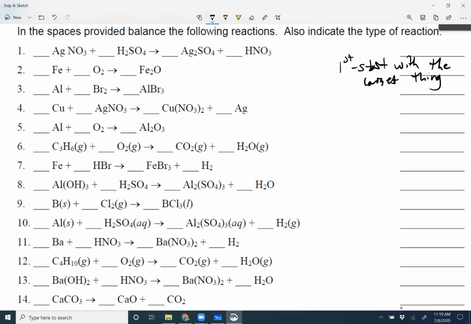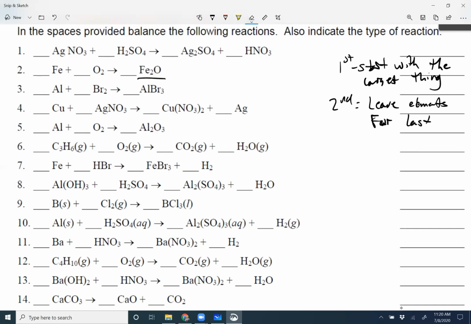So tip number 1 is to deal with the biggest thing first. Tip number 2 is to leave elements, so things that are all by themselves, for last. So we're going to go over here, we're going to look, and we're going to be tempted to mess with this iron and throw a 2 here, okay? But if we do that, that won't actually fix all the problems.